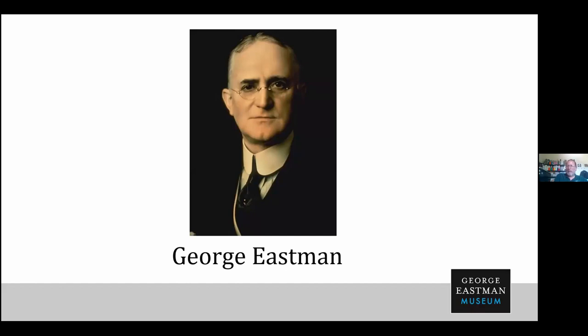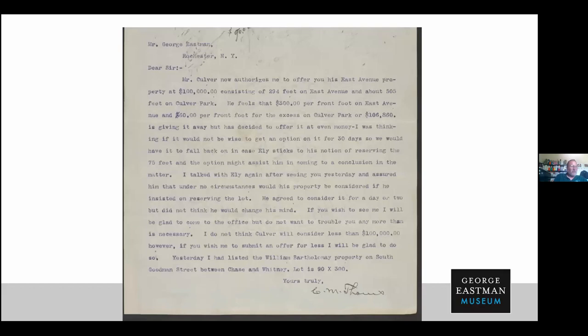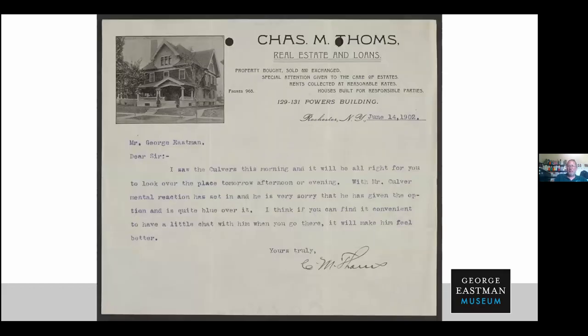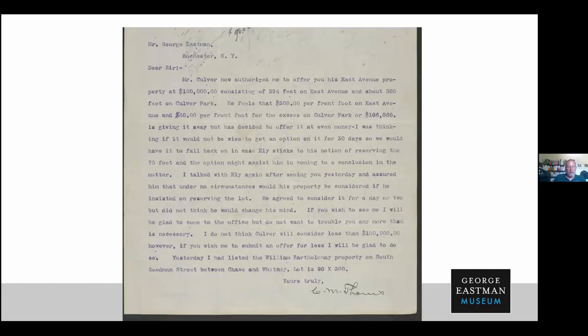As it went on, he kept looking at a few different places around the city. In June of 1901, he received a letter from his lawyer, stating that he had spoken with Mr. Culver, had a piece of property on East Avenue, was approximately 8.5 acres, and that he was willing to sell it. This is the original letter he got from his lawyer.